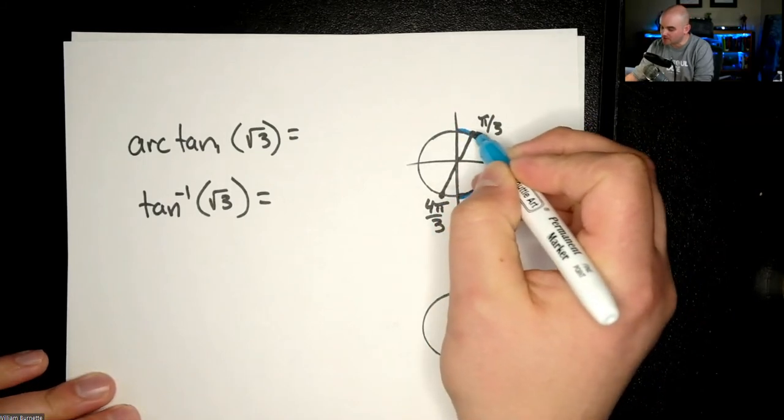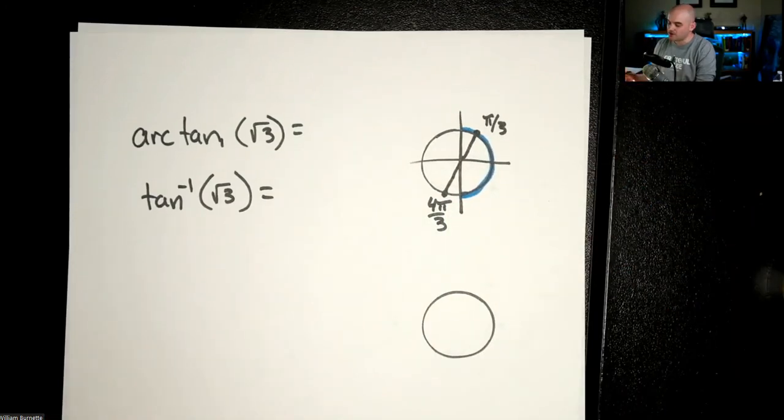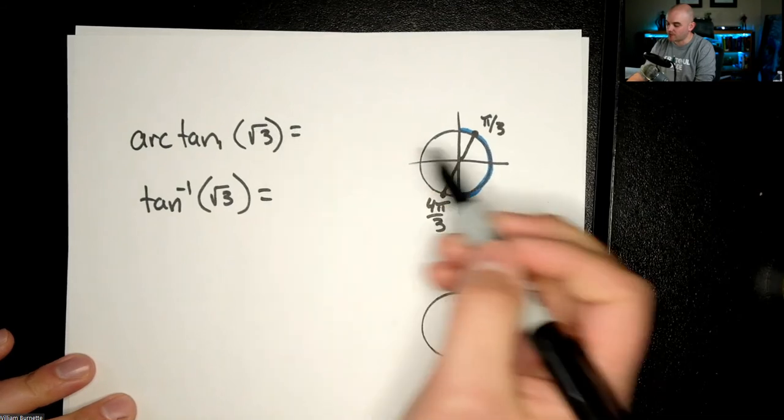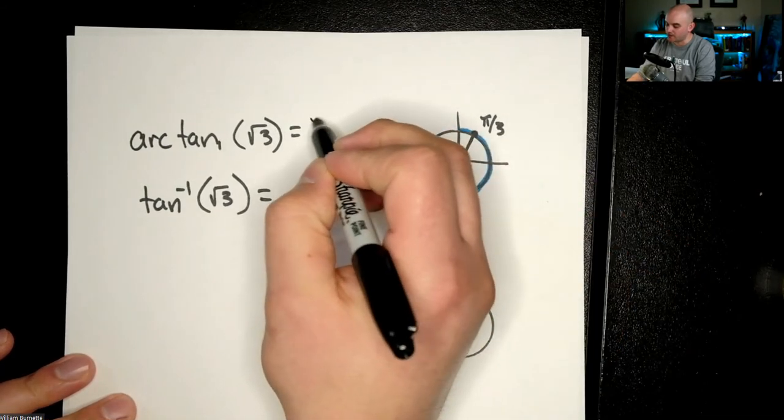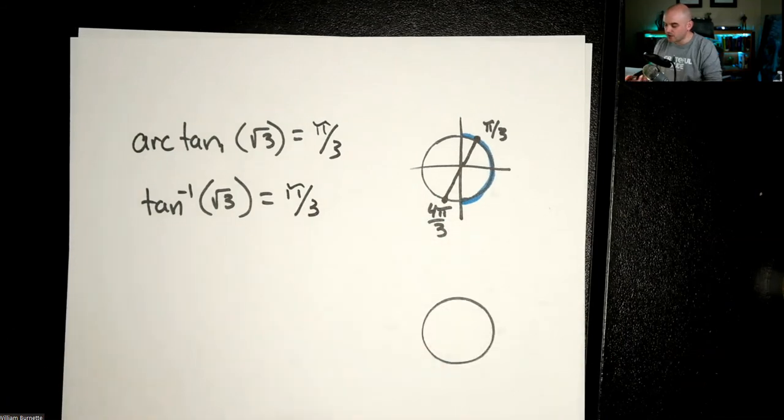And now notice there's only one location where tangent could be square root of 3, and that is at pi over 3. And so we get the same value here for both of these. Let's write all these rules out so that they're summed up before we start tackling some problems.